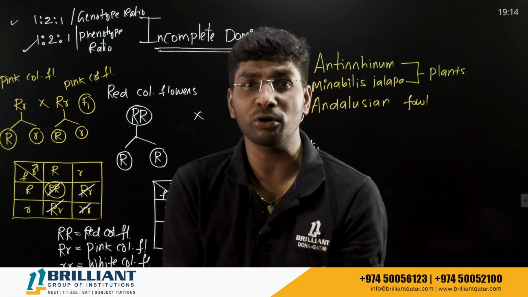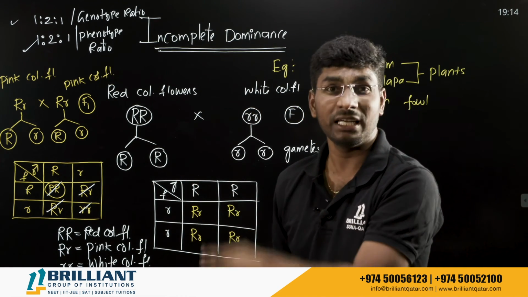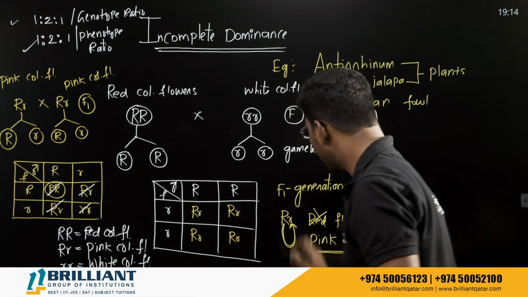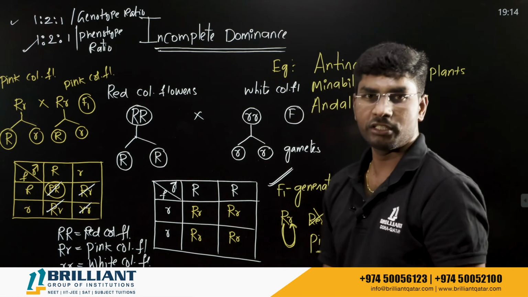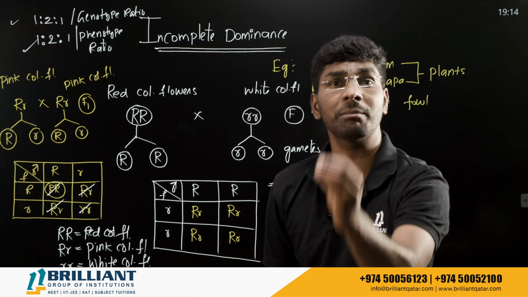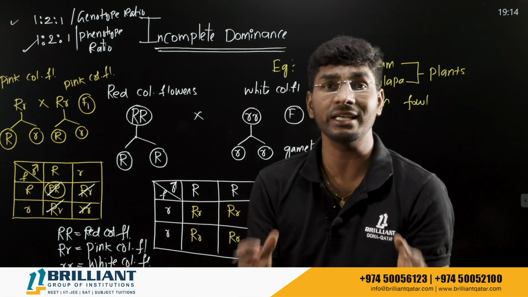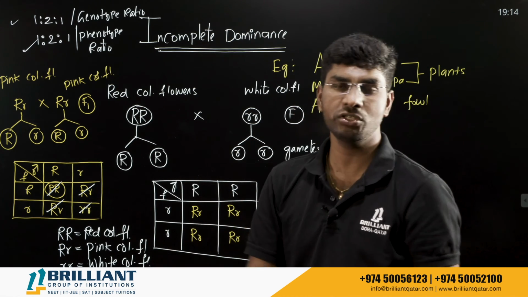Because of incomplete dominance, intermediate trait flowers are forming. Intermediate characteristic forming in which generation? F1 generation. What is the reason, sir? The reason is that dominant gene is not completely dominating over recessive gene. Because of this reason, intermediate characteristics are forming in F1 generation.